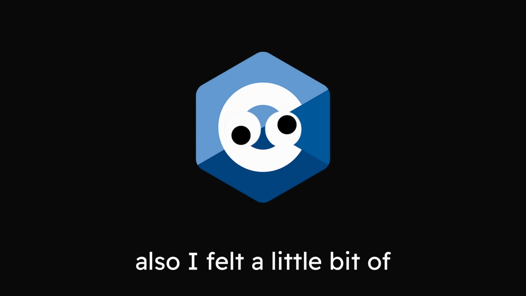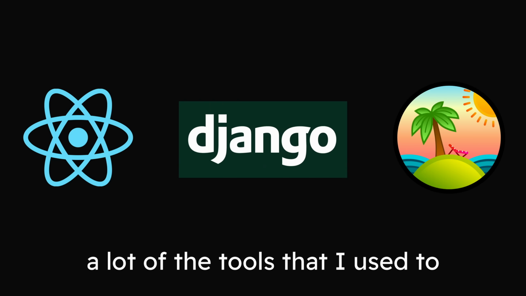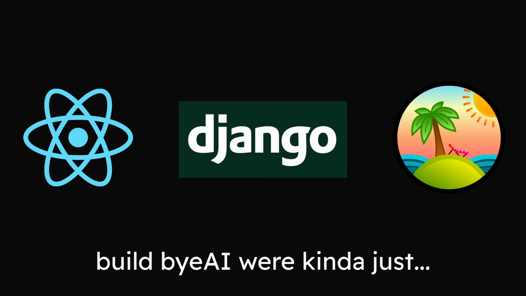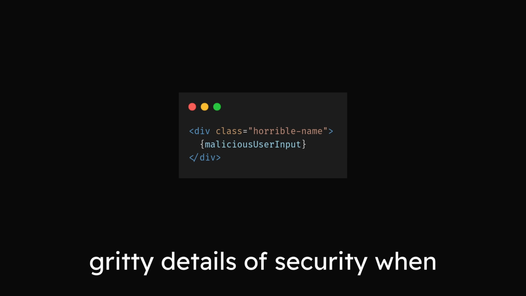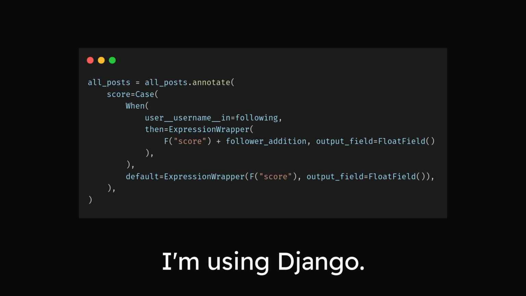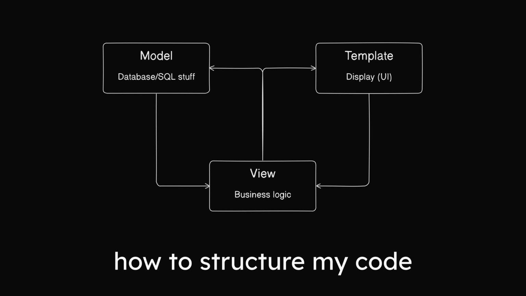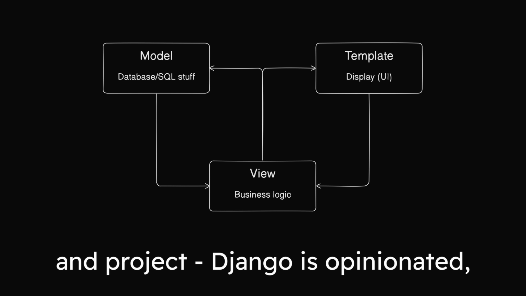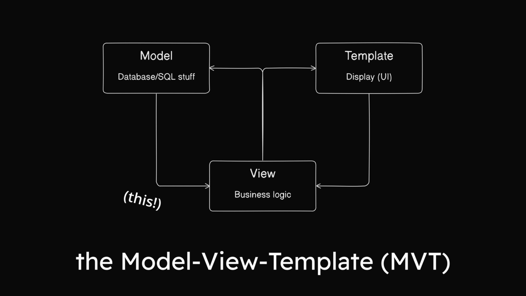Also, I felt a little bit of imposter syndrome because a lot of the tools that I used to build BI were kind of just handed to me. I don't have to think about the gritty details of security when I'm using React. I don't have to write raw SQL when I'm using Django. I don't even have to think about how to structure my code and project. Django is opinionated in that it's built to be used with a model view template architecture.